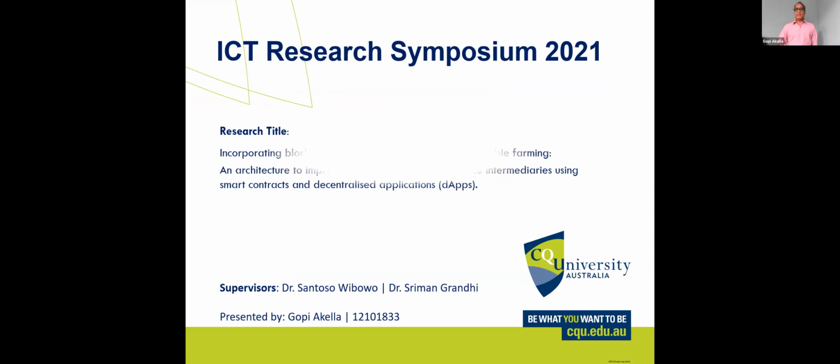My name is Gopi Akella. Today I'm going to give a presentation on my research topic, which is incorporating blockchain technology for smart and sustainable farming, and how to improve the value chains and minimize the intermediaries using dApps, decentralized applications, and smart contracts. My supervisors are Dr. Santoso Ibowo and Dr. Sriman Granthi.